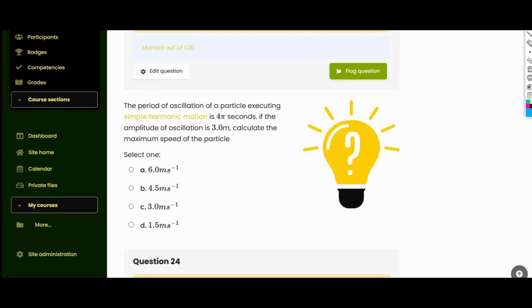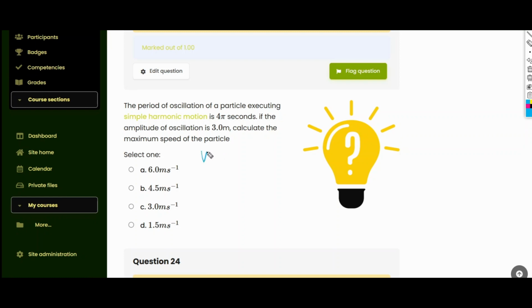Question 23. The period of oscillation of a particle executing simple harmonic motion is 4π seconds. If the amplitude of oscillation is 3 meters, calculate the maximum speed of the particle.